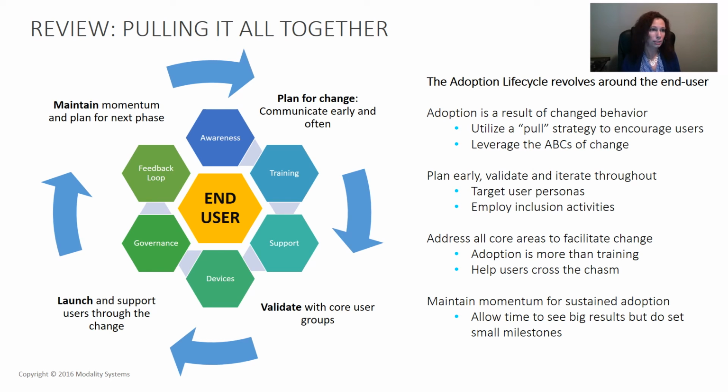Governance, are there policies that users need to be aware of for your organization? And then finally, feedback loop. I think this is so critical. It's so important to make sure users feel part of the process. So send them a CSAT survey. Give them a way to share their thoughts and feedback with you to let them know what else they need to be successful.